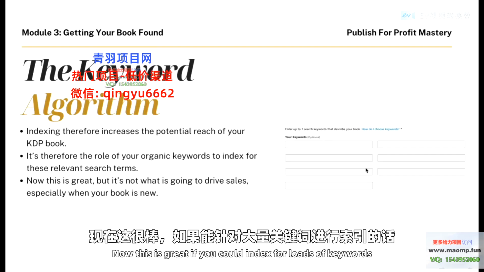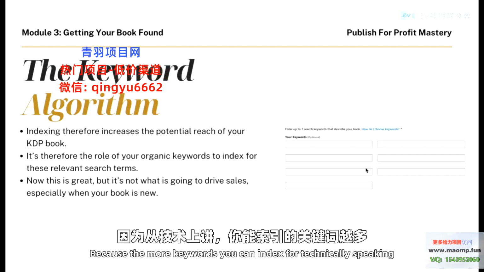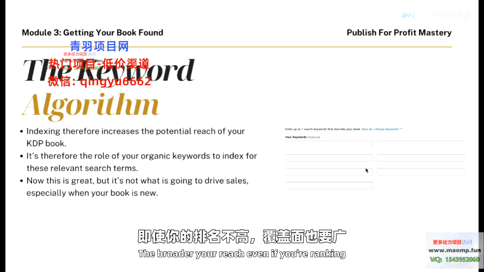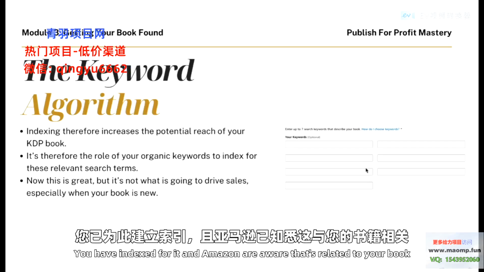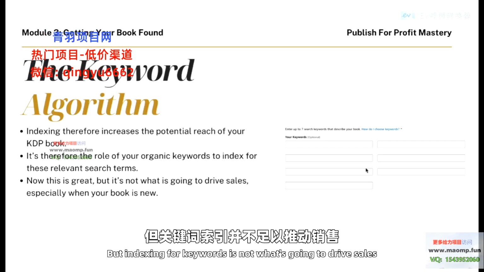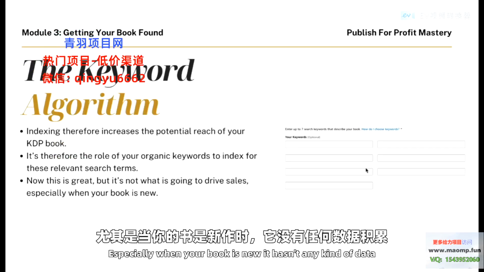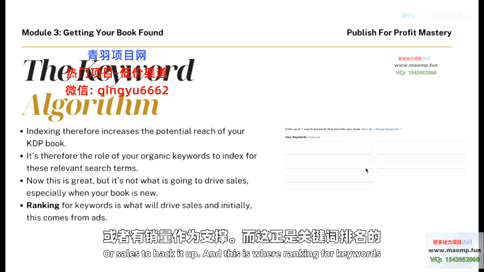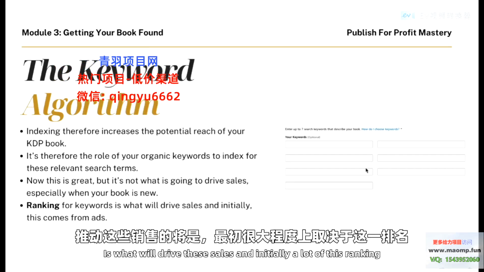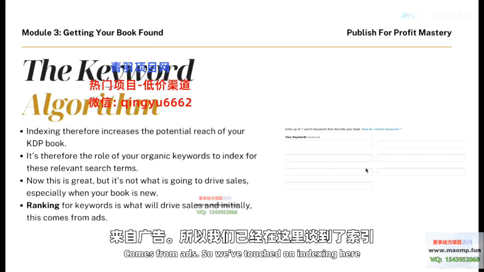Now, this is great if you could index for loads of keywords, because the more keywords you can index for, technically speaking, the broader your reach. Even if you're ranking on page 3 or 4 for a certain keyword, at least you have indexed for it, and Amazon are aware that that's related to your book. But indexing for keywords is not what's going to drive sales, especially when your book is new and it hasn't got any data or sales to back it up. And this is where ranking for keywords is what will drive the sales. And initially, a lot of this ranking comes from ads.